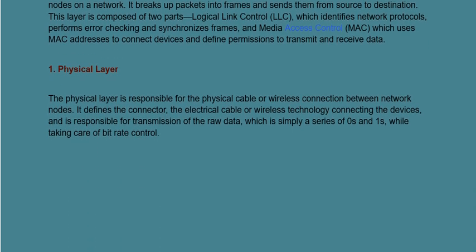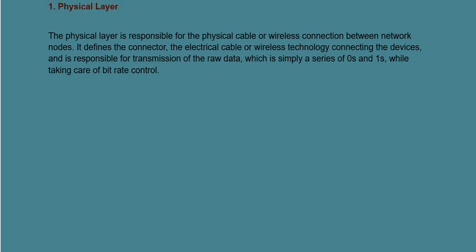The first layer is the physical layer. The physical layer is responsible for the physical cable or wireless connection between network nodes. It defines the connector, the electrical cable or wireless technology connecting the devices, and is responsible for transmission of the raw data, which is simply a series of zeros and ones, while taking care of bit rate control.